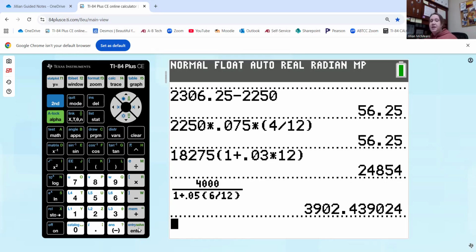This tells me that in 6 months, if I invest exactly this amount, I'll have my $4,000 in 6 months. But remember, we always round up.